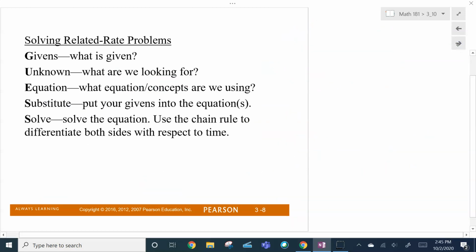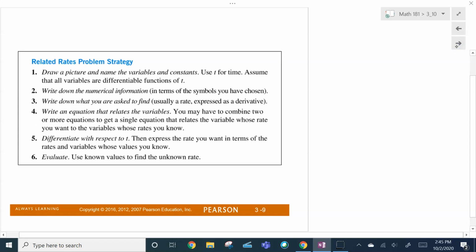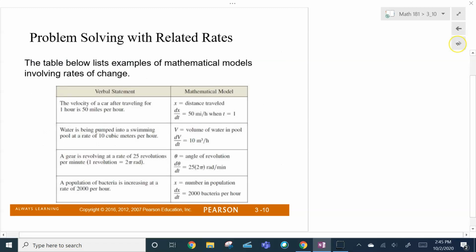So when you're solving related rate problems or just story problems in general, I always like to think about the acronym GUESS. What are the givens that you have? What are your unknowns? What's the equation involved for the concept you're working with? And then you're probably going to be substituting and solving. In our case, we're doing a little bit of implicit differentiation, so we're using the chain rule and so on. Here's how your authors put it similarly.